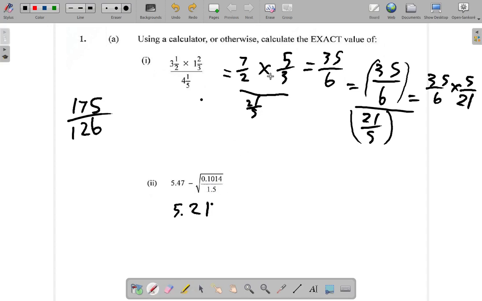What did I say? It's calculate the exact value of. Good. But remember, you would show the working throughout. I just had to leave the screen and go for my calculator, but you should show the working throughout. Show as much working as possible. Alright?